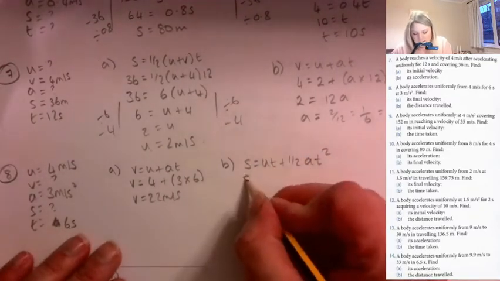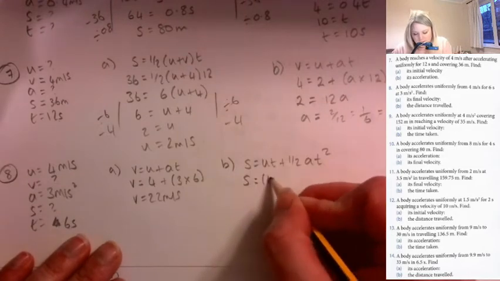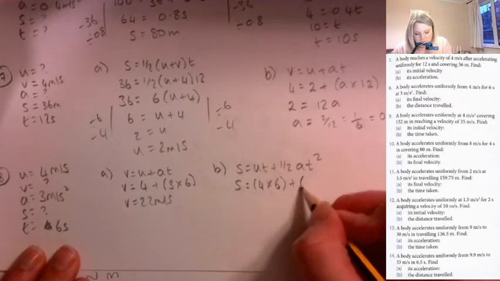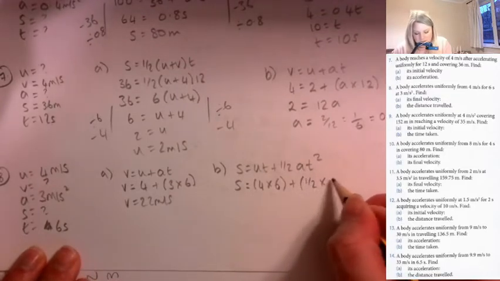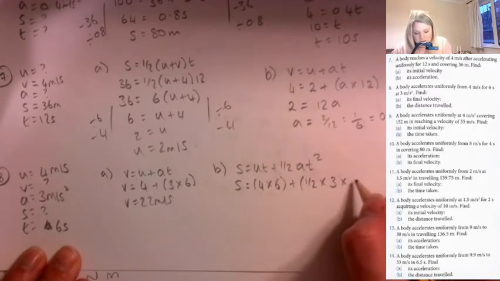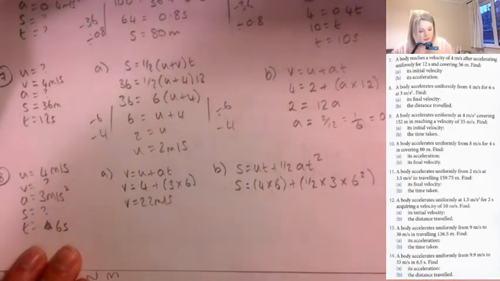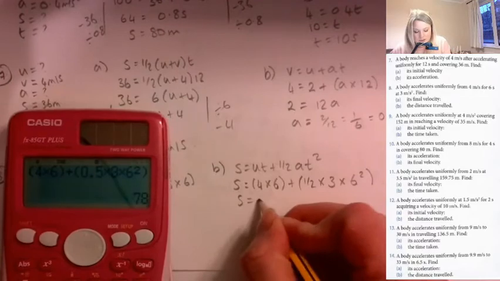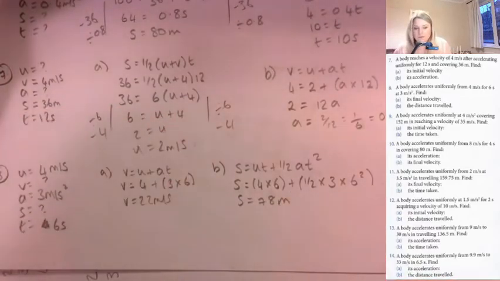So s equals u is 4, t is 6, plus a half multiplied by a, which is 3, multiplied by t squared, and t is 6, so 6 squared. I can type that straight into my calculator, and I get 78. So s, 78 meters.